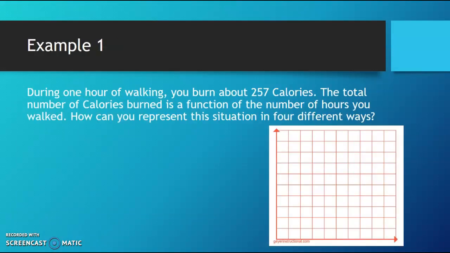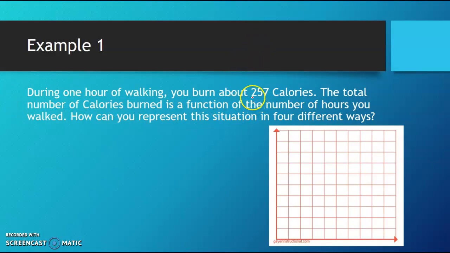So let's get into some examples. During 1 hour of walking, you burn about 257 calories. The total number of calories burned is a function of the number of hours you walked. How can you represent this situation in four different ways? So I think in this case, writing an equation will be the easiest thing to start with.